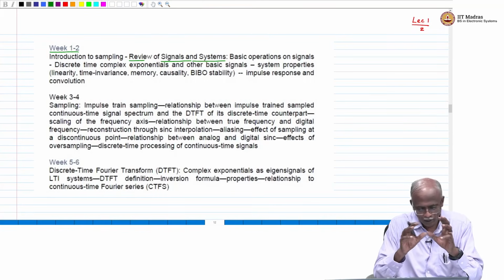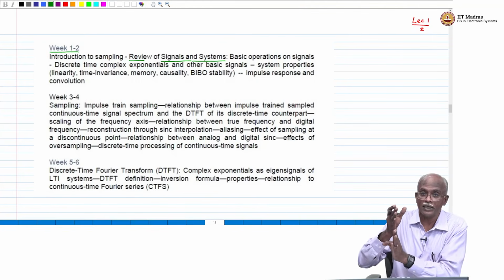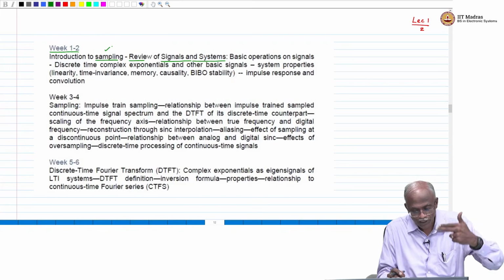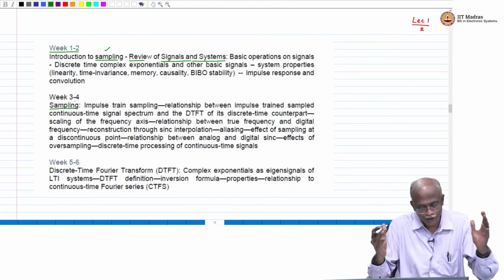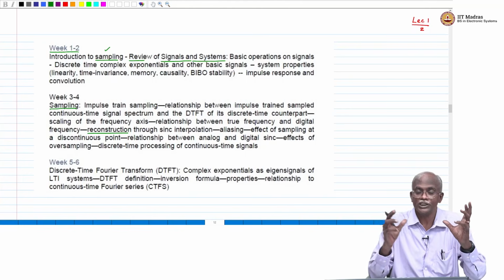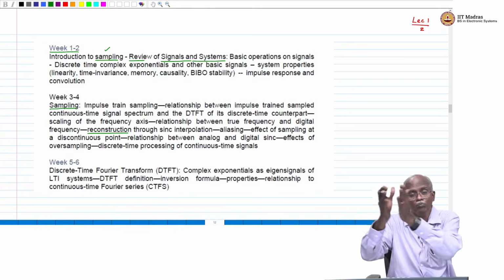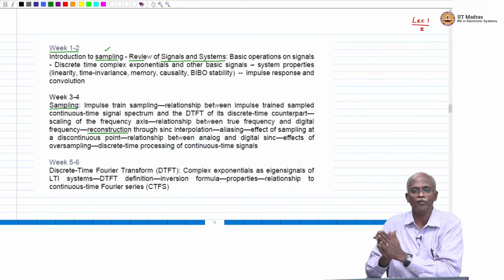Once we move past weeks 1 and 2, we will, by the way, introduce sampling right in the first week itself. Subsequently, we will be spending a substantial amount of time developing the theory of sampling and the theory of reconstruction. These are very important concepts for us, because this is what enables us to take any continuous time signal and then move it into the discrete time domain and then process it using the tools that are available to us.